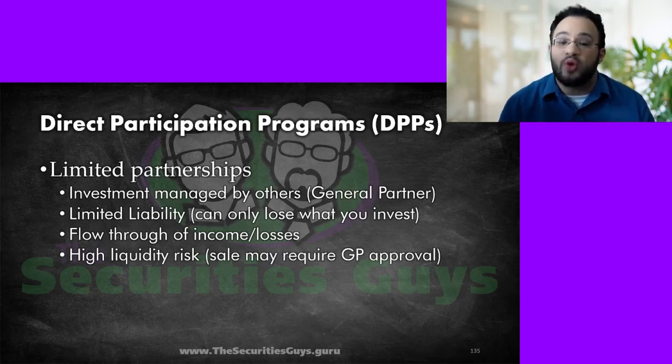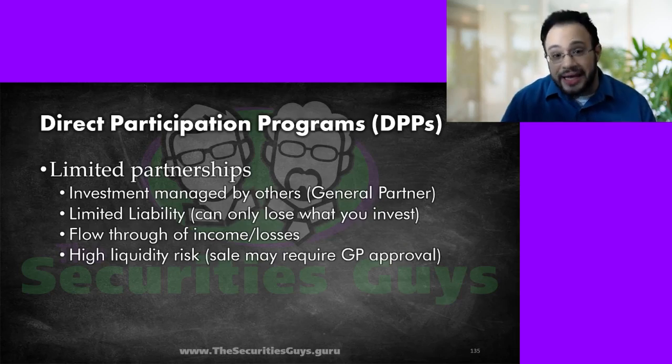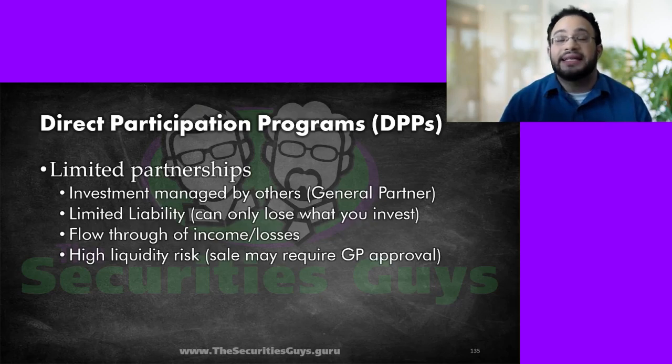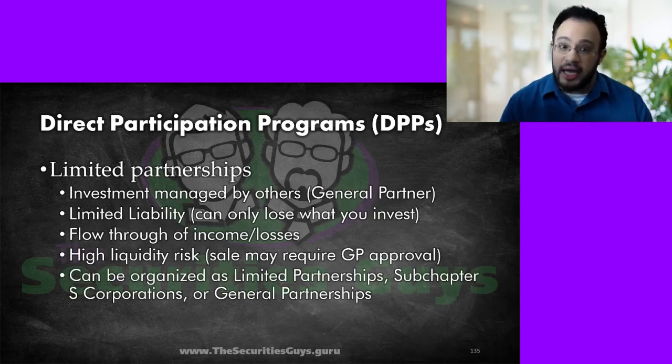But there's high liquidity risk. The sale generally will require the general partner's approval. If the general partner says you can't sell, you can't sell. So it's completely illiquid if the general partner says you can't get your money out. But they can be organized, as I said, normally as a limited partnership, but they could be a subchapter S corporation or even a general partnership.